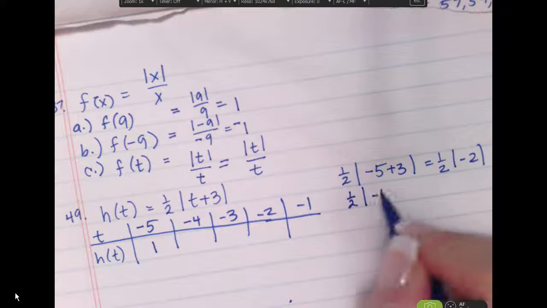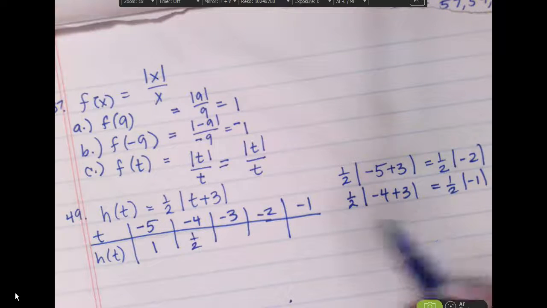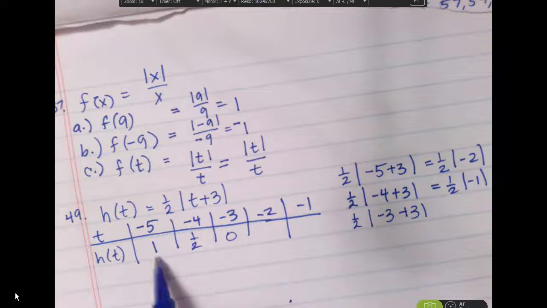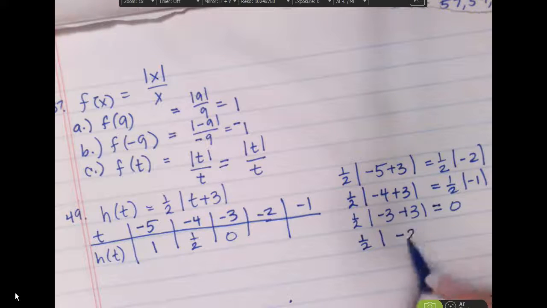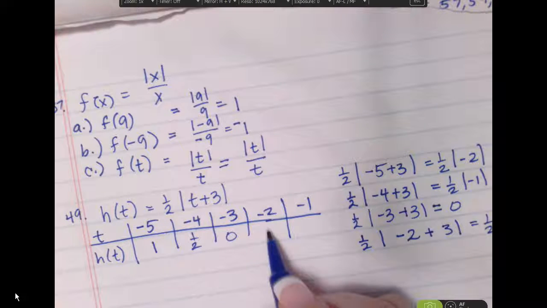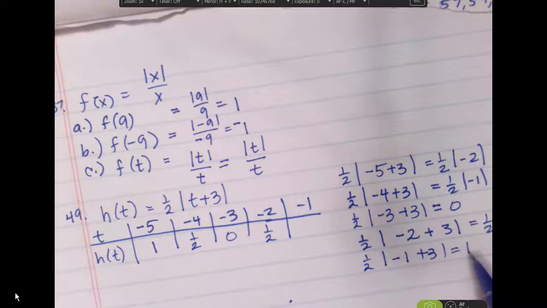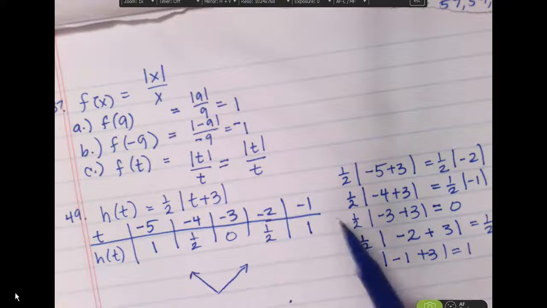Then to do negative 4, that's 1/2 of negative 1. Half of 1 is a half. Negative 3, half of 0 is 0. So once you discover the pattern, you could probably give yourself a shortcut, but I just don't ever do that. So negative 2 plus 3 is positive 1, half of 1 is a half, and then half of negative 1 plus 3, half of 2 is 1. Okay, so we know that absolute value equations kind of, when we graph them, have that V shape. So that's why it goes down and then back up again.